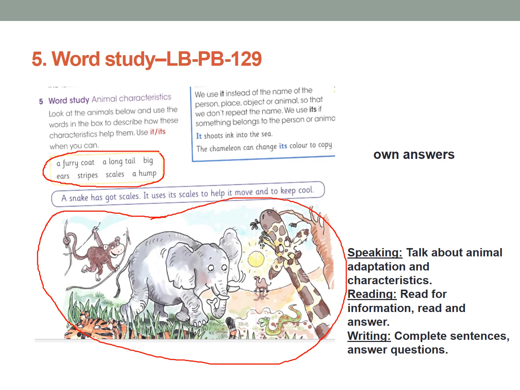I want you to write about the elephant. There is a giraffe, there is a camel, there is a tiger. So use one example, using "it" and "its". So please do it in your copybook and send me the picture.